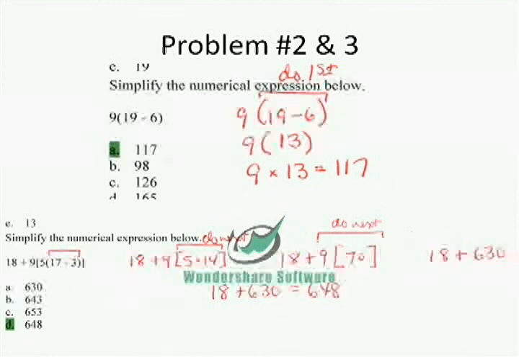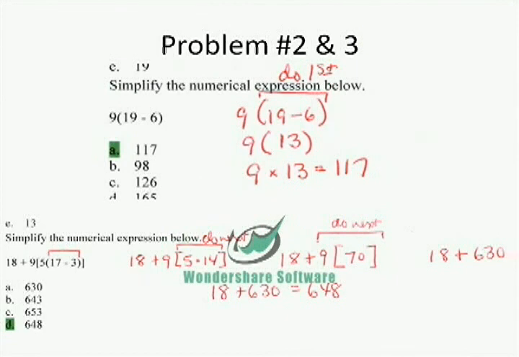So we would do the 17 minus 3 first, which would give you 14. Then next you would multiply 5 times 14, which would give you 70. Then you have the 9 that's on the outside. That's also multiplication, 9 times 70, which is 630.